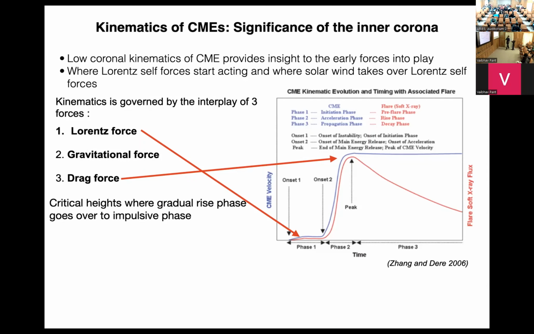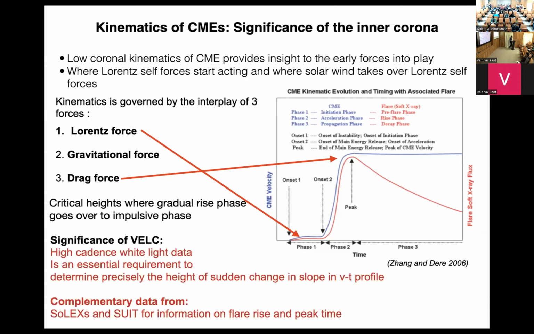So what is this critical height where the impulsive acceleration is seen? That is very difficult to model, and we still do not know. It happens in the inner corona, and here is the significance of VELC. With high cadence white light data, provided it is high cadence, we will be able to determine precisely the height of the sudden change in slope in the height-time profile.